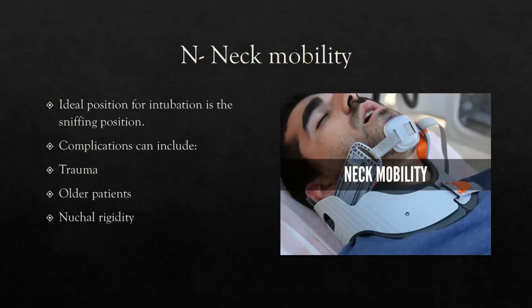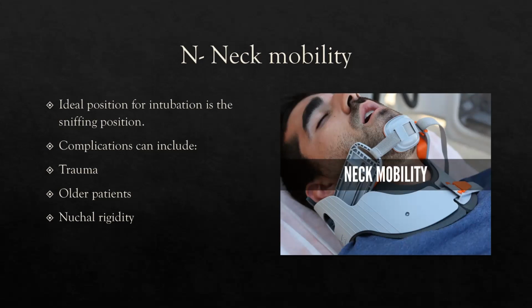N is for neck mobility. So the ideal position for intubation is a sniffing position. And once you guys come to lab, we're going to see some different techniques for getting them in a sniffing position besides just manipulating the neck. We're going to look at tilting the stretcher 30 degrees. We're going to look at some different padding methods that are going to make visualization of the anatomy a lot easier.